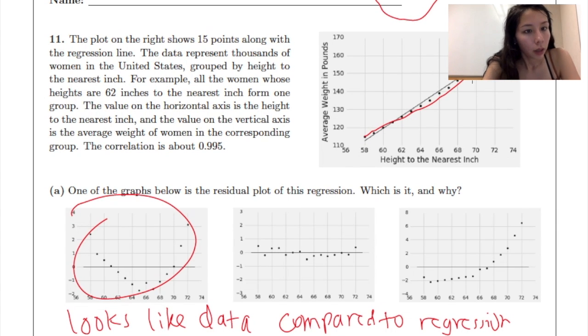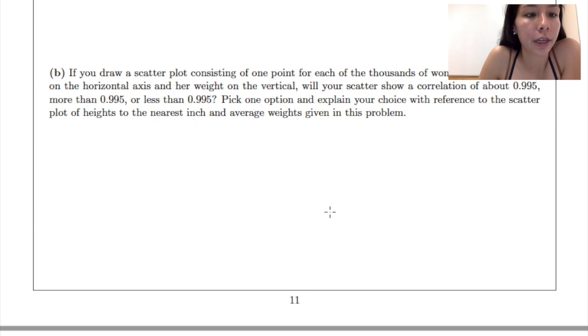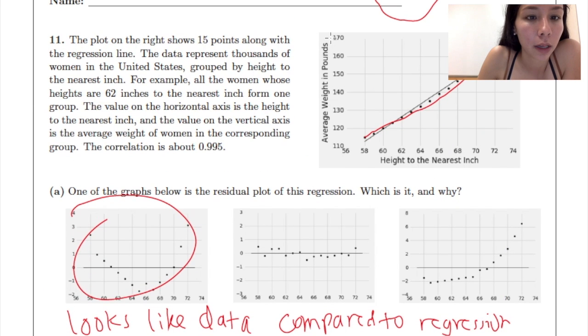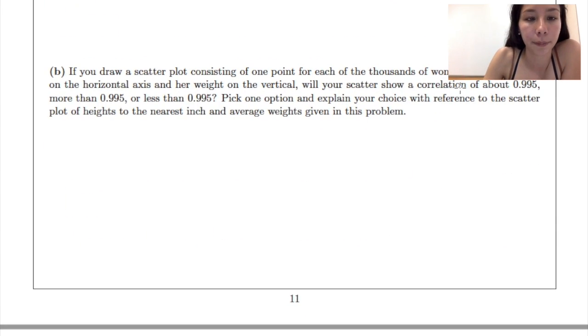Okay, so now moving on to part B. If you draw a scatter plot consisting of 1 point for each of the thousands of women, with her height on the horizontal axis and her weight on the vertical, which is going to be basically the same thing as this, but instead of doing the average weight, we're going to have a point for every woman. Will your scatter show a correlation of about 0.995, which is the same correlation that we have in this one, more than or less than 0.95. Pick one option and explain with reference to the scatter plot of heights to the nearest inch and average weights given in this problem.